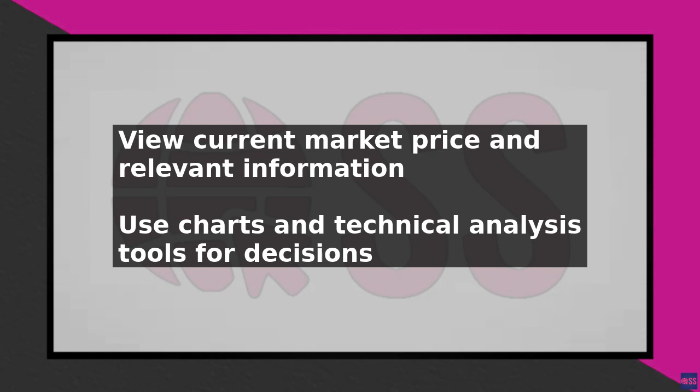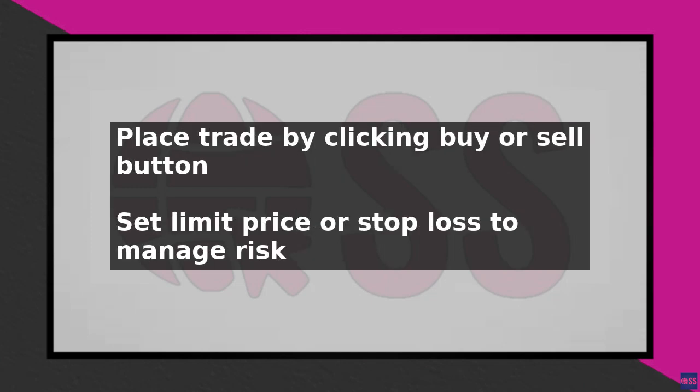To place a trade, click on the Buy or Sell button and enter the number of contracts you want to trade. You can also set a limit price or stop loss to manage your risk. Thinkorswim also offers advanced order types such as trailing stops and conditional orders.